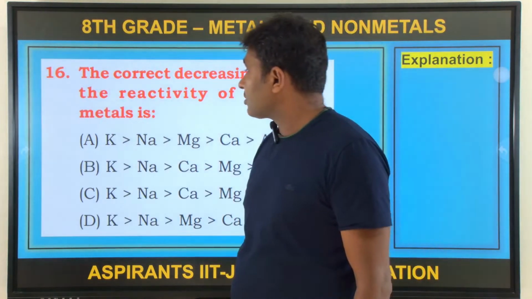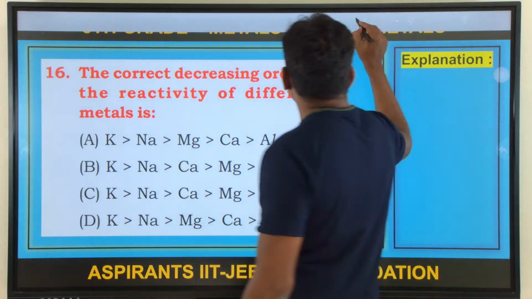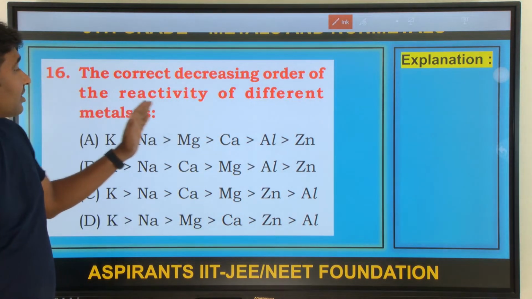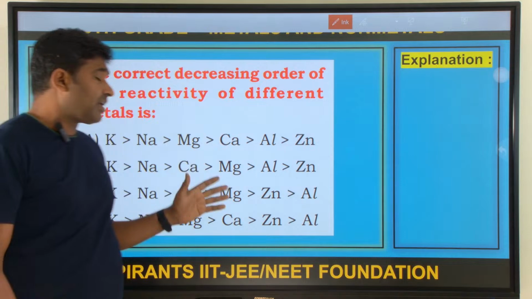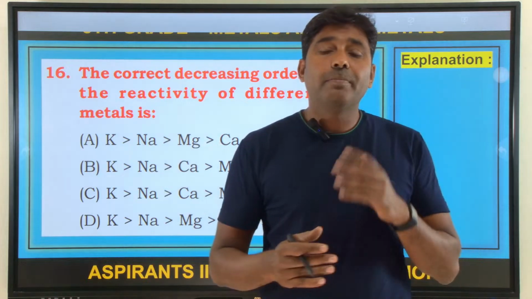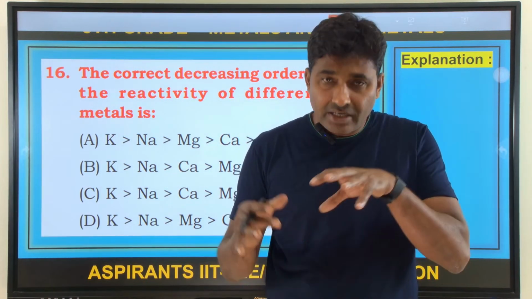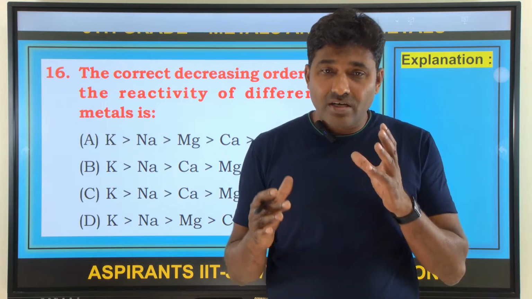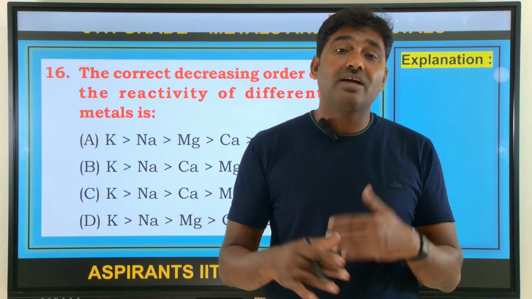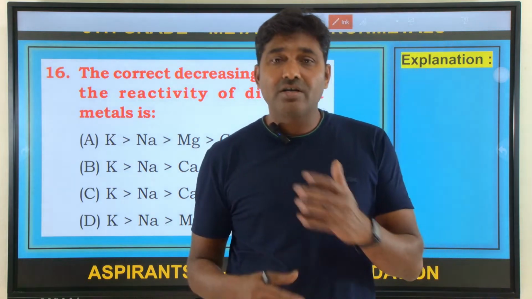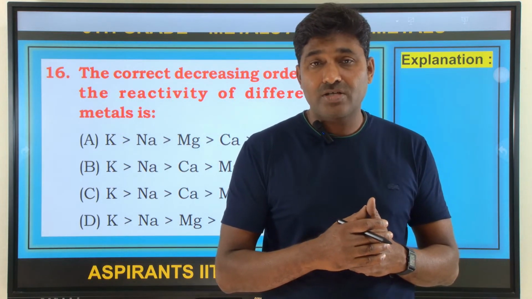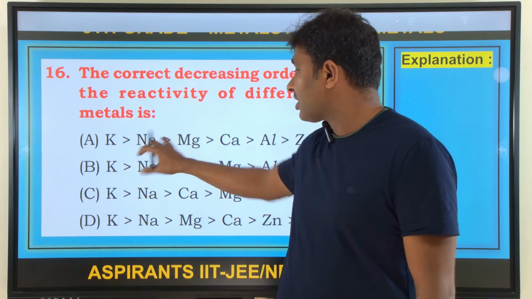Next we come to the 16th question. Read the question: the correct decreasing order of the reactivity of different metals. This is a very important point, because depending on the metallic reactivity order only, we can explain how the metallic elements take part in chemical reactions, the displacement reactions, and how fast they take part in them. That is all determined with the help of the reactivity order.